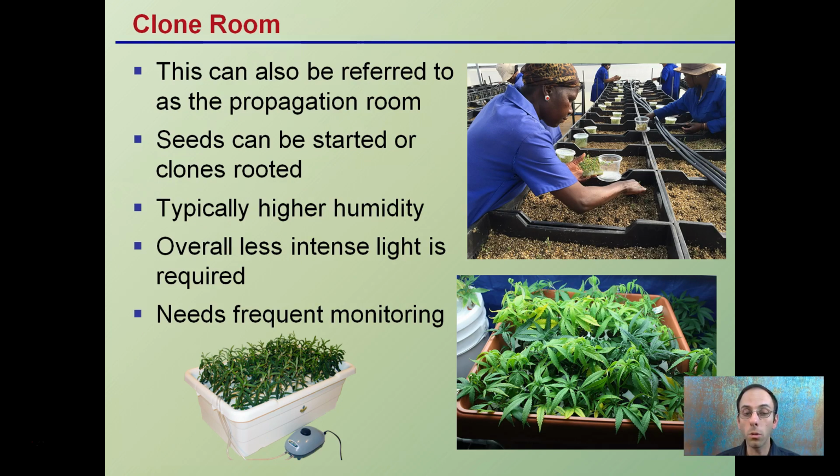The clone room, so this is also referred to as a propagation room. Seeds can be started or clones can be rooted. Typically this room will have higher humidity than the others. Overall, there's less intense light required because you don't want to burn the tender foliage, and this needs frequent monitoring, especially if you're looking at clone operations, to make sure pH is kept well, make sure you're getting roots on your clones, make sure your seedlings are started, because this is where you're starting those plants, that very critical part of the entire process. So this is often one that can be a little smaller because the plants, of course, are smaller, but needs to have very careful monitoring.